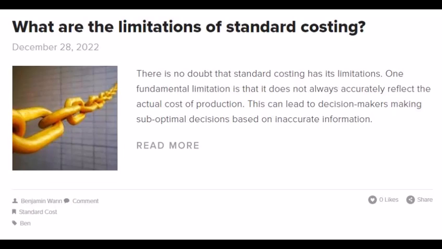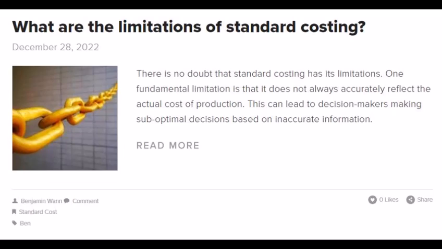8. Once-a-year updates limit standard cost. Standard cost is a popular method of pricing inventory, but it has its limitations. One significant limitation is that standard costs are only updated once a year, which can lead to inaccuracies if there are significant changes in the market. For example, if the price of raw materials suddenly increases, the standard cost will not reflect this change until the next update. Standard cost accounting can also be limited by the fact that it does not always take into account changes in costs over time.